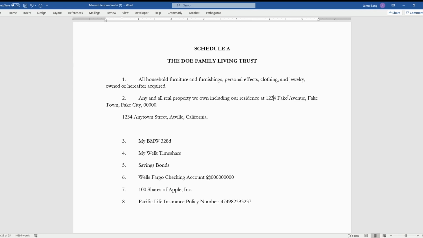But things like your residence, your timeshare, your stock, your life insurance policy, that's all going to have to be retitled in the name of the trust. And you can go to Article 1, I think it's Article 1.2, and that'll show you how to hold title in the name of your trust.